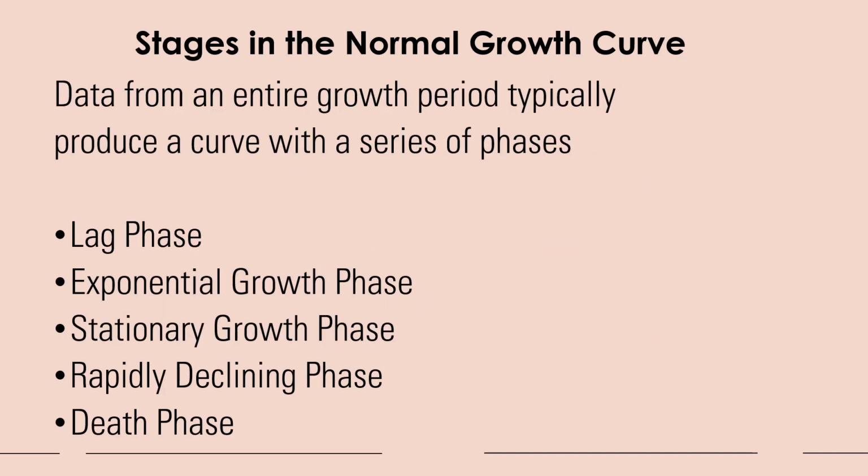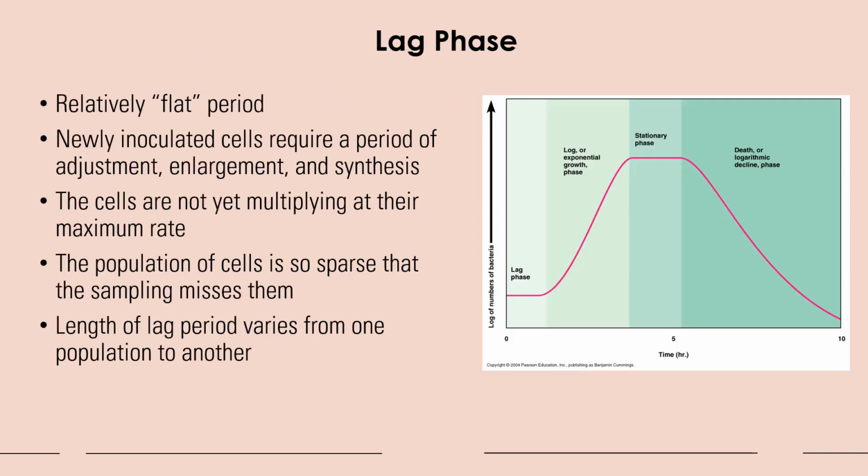Stages in the normal growth curve. Data from an entire growth period typically produce a curve with a series of phases: lag phase, exponential growth phase, stationary growth phase, rapidly declining phase, and death phase. Lag phase: a relatively flat period. Newly inoculated cells require a period of adjustment, enlargement, and synthesis. The cells are not yet multiplying at their maximum rate. The population of cells is so sparse that the sampling misses them. The length of the lag period varies from one population to another.